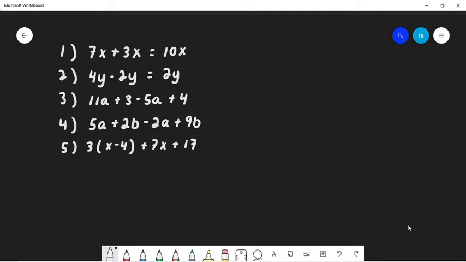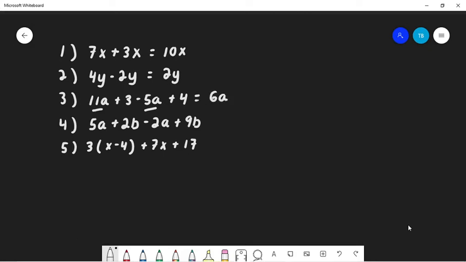So we're going to take this in two steps now. In number 3, we have two pairs of like terms. We'll start with the terms with the variables in them. So we have 11a and negative 5a. So when we combine them, we say 11a minus 5a. So we look at the coefficients again. 11 minus 5, that gives us 6. And we still have the a attached to that term after we find the difference. So that's going to be 6a.